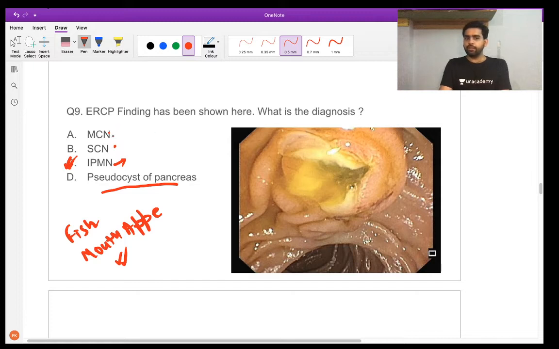Okay, then what about the MCN, mucinous cystadenoma? It doesn't. So mucinous cystadenoma and serous cystadenoma do not have a connection to the main pancreatic duct. But mucinous cystadenoma is the one which has a malignant potential, and serous cystadenoma is the one which doesn't have a malignant potential. So these are a couple of points about mucinous cystic neoplasms. You need to remember it. They might not show you the image, but they might definitely ask you in which condition the fish mouth appearance is seen. So the answer is IPMN. Okay, right.